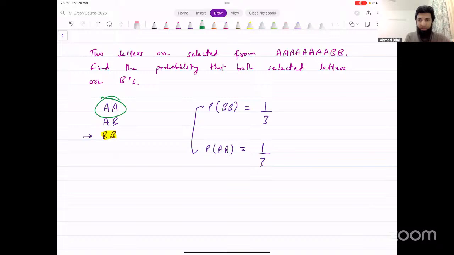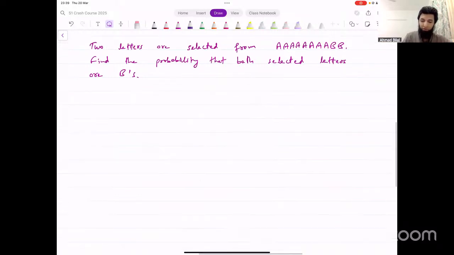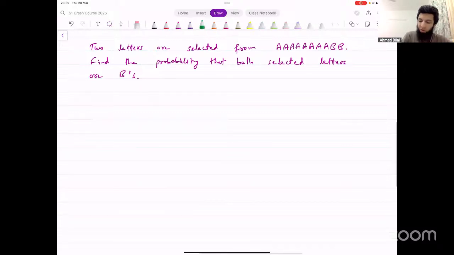AA has a much higher probability than BB, right? So that's the problem. Okay. So we have identified what the problem is. Now, in order to make the probabilities the same for all possible outcomes, the idea is we treat all the letters as different. So in order to work with this, we consider all of these letters as different.